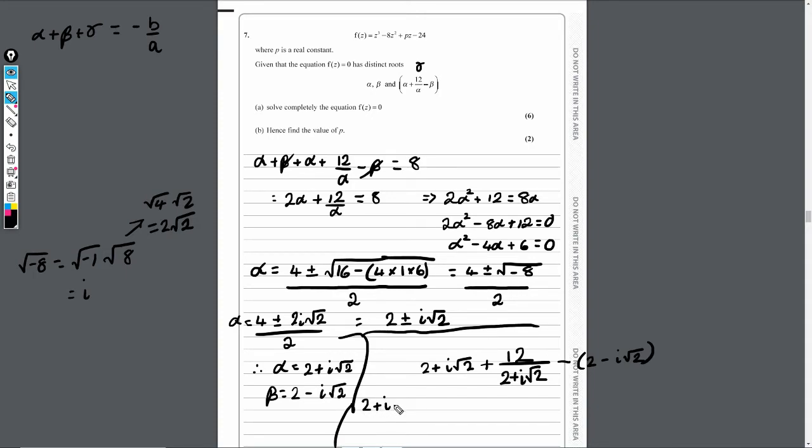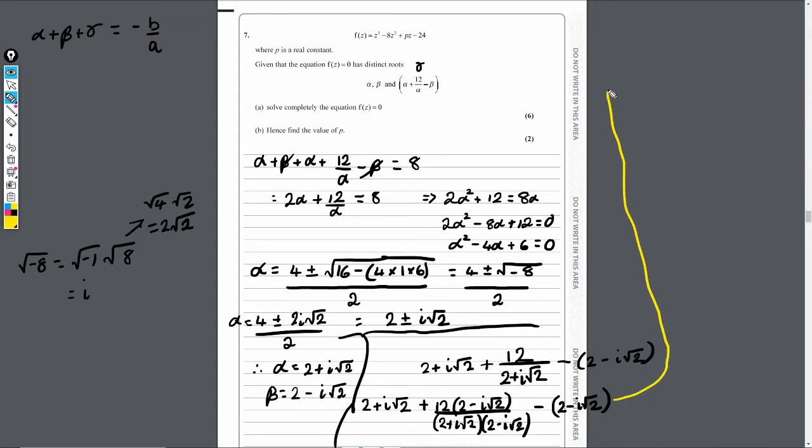2 plus i root 2 plus 12 lots of the conjugate, do the same with the denominator. Like so. And then we subtract this beta term here. So minus 2 minus i root 2. So now, we're going to have to simplify this. I've kind of run out of room here, so I'm going to change my pen to yellow and then do it at the top. So I'm taking this all the way up here.